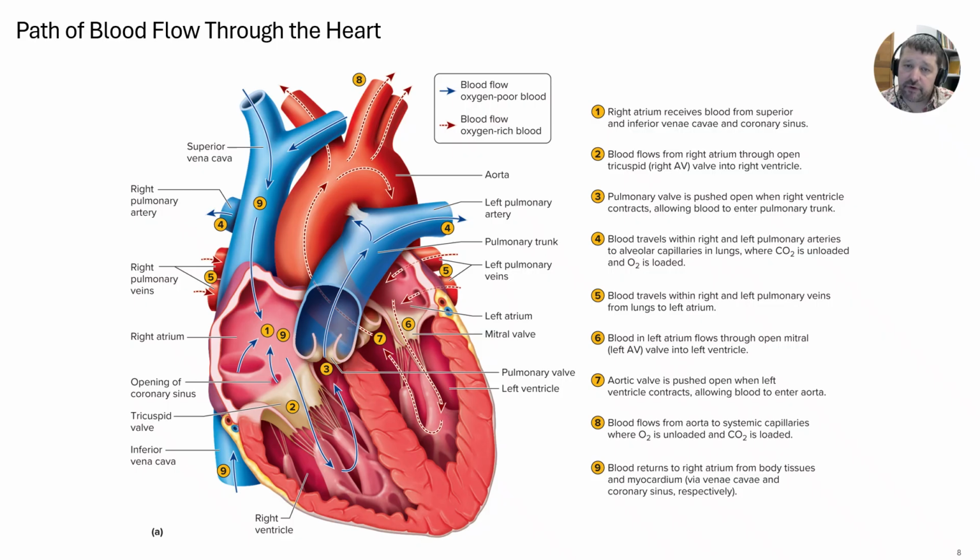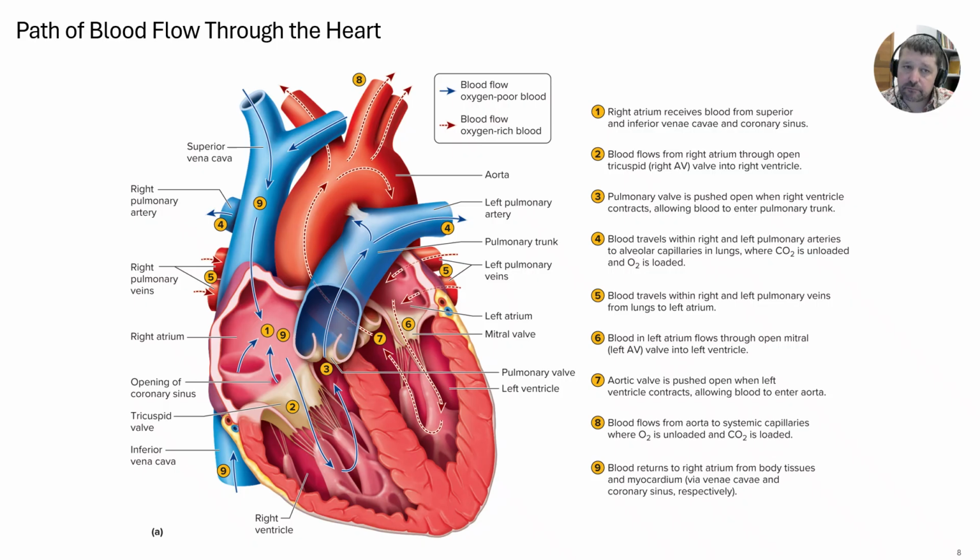The left and right pulmonary veins both dump into the left atrium. That blood will pool in the left atrium, be forced into the left ventricle, out of the left ventricle into the aorta, and back out into the body in different directions.